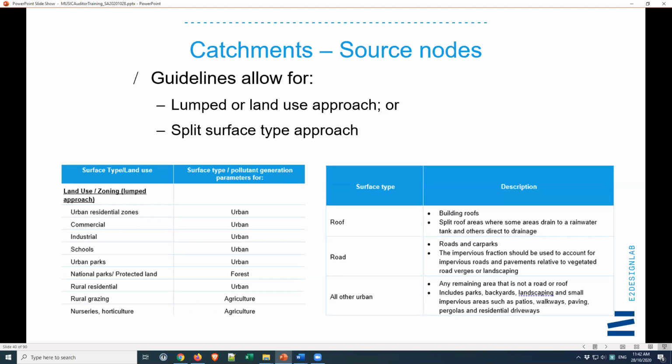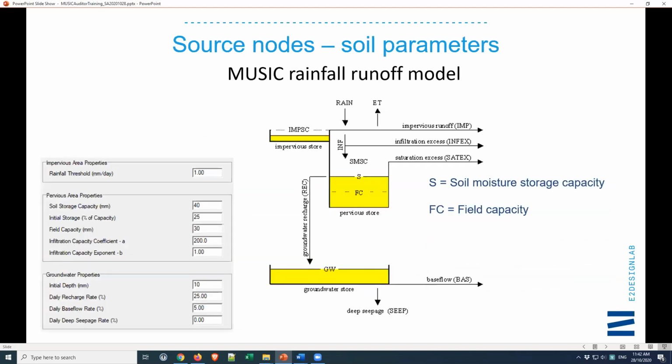So the parameters for these, no, I haven't got them. Actually, I'll come back to concentrations in a minute.